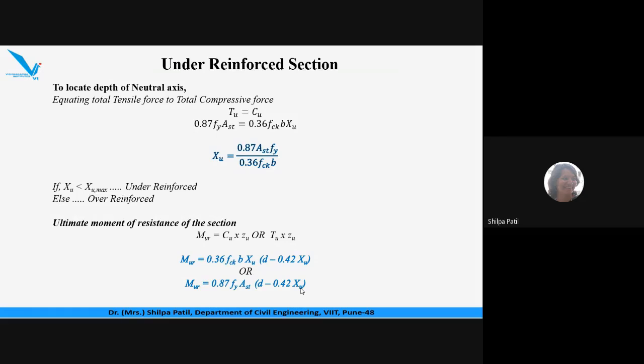So all of you just note down all these, the derivation, especially the xu formula and Mur formulas. This is required for solving the problems further. Are you writing? Yes, ma'am. Okay. Once you complete, please let me know.